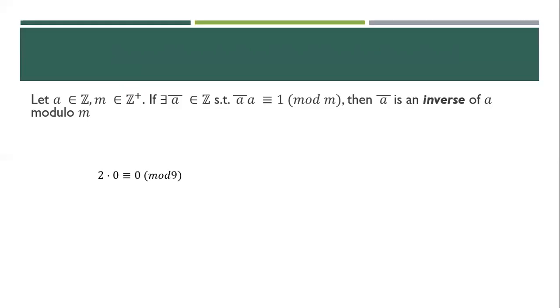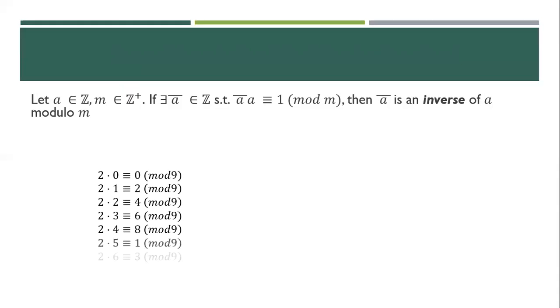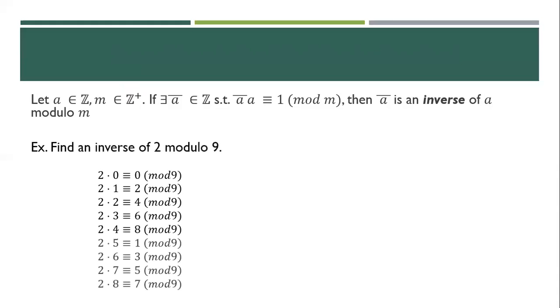So let's go back and look at all the results of 2, because that's what we're multiplying by. If we want to find an inverse of 2 in mod 9, we are looking for a number that when we multiply by 2, it's equivalent to 1. Sure enough, we find it in 5 right there. So therefore, 5 is an inverse of 2 modulo 9. It's maybe not the only one, but it is an inverse. So in a modulo 9 world, 5 times 2 is 1.